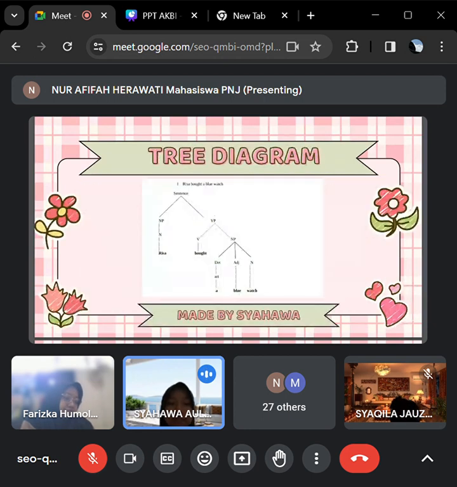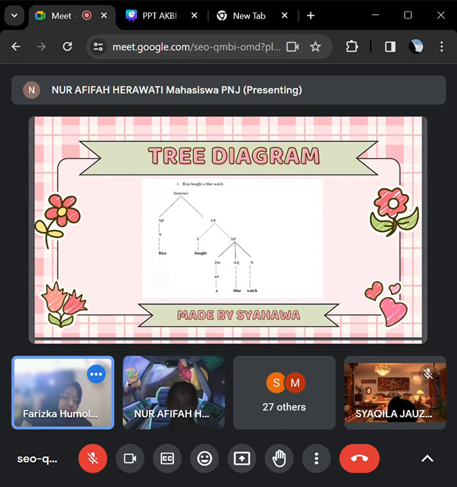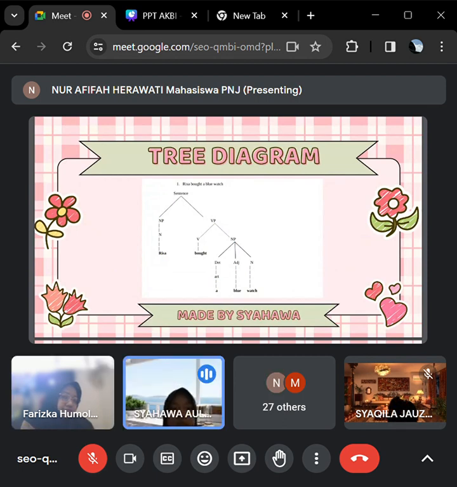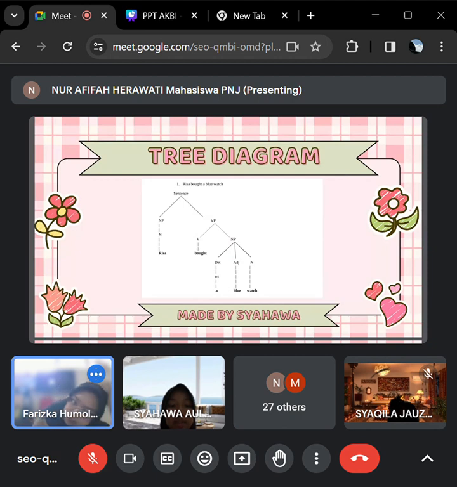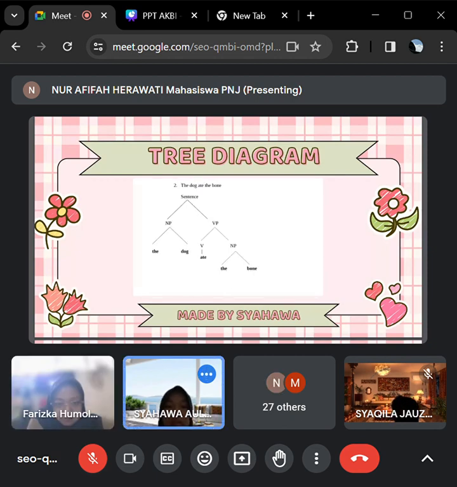Next, please. So, for the first tree diagram, the sentence states this is about a blue watch. The sentence is divided into noun phrase and verb phrase. The noun is Risa, and the verb phrase is split into verb and noun phrase. The verb is about, and the noun phrase is divided into three: the determiner is a, the adjective is blue, and the noun is watch.